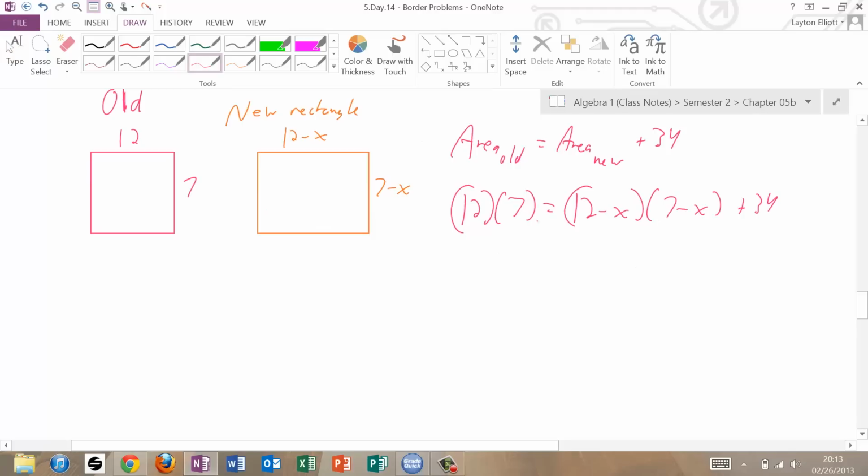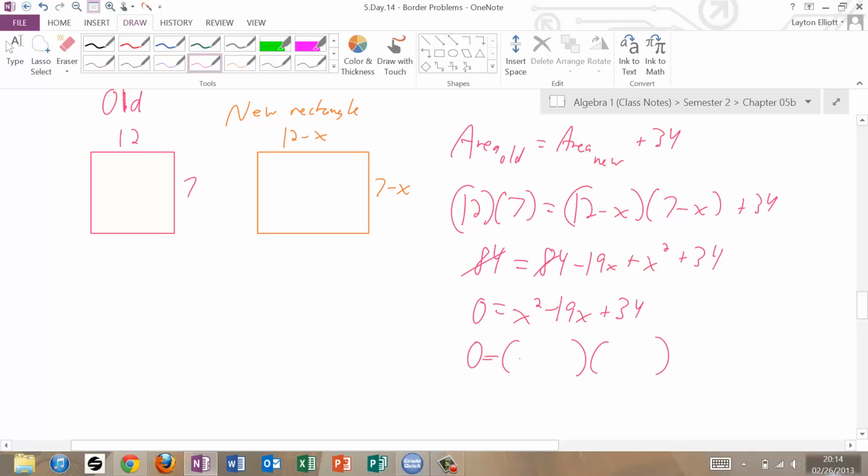Okay, 12 times 7 is 84. That's equal to 84. First outer, inner last, so 84 minus 19x plus x squared plus 34. Once again, the 84's actually drop out, and you have 0 equals x squared minus 19x plus 34. That can factor into x and 17 and 2 and minus and minus. I get x equals 17 and x equals 2.